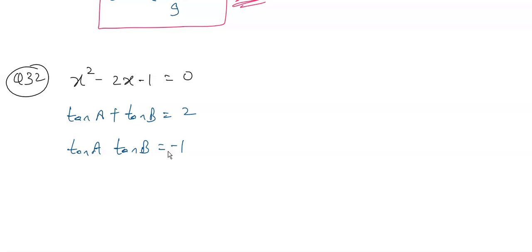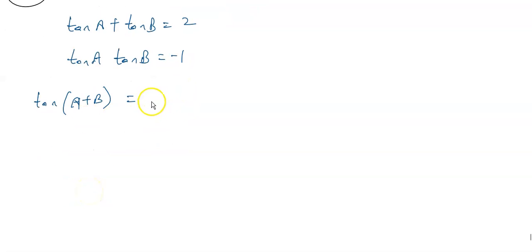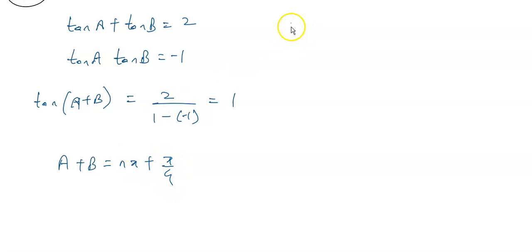Okay, now if I write tan of A plus B, fine, so that will be equal to tan A plus tan B, which is 2, upon 1 minus tan A tan B, which is minus 1. So this is 2 by 2, which is 1. तो यहाँ से हम बोल सकते हैं that A plus B will be equal to pi by 4, right? Not exactly pi by 4. I am writing the specific solution. तो जनरलाइज फॉर्म में लिखना है तो हम इसको लिख सकते हैं A plus B is equals to n pi plus pi by 4.